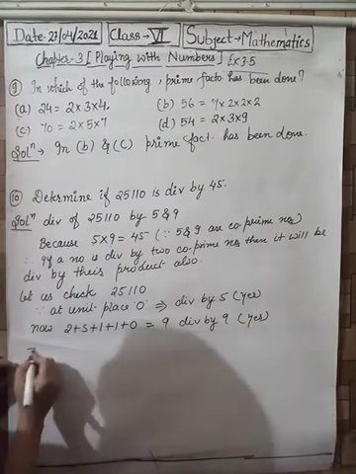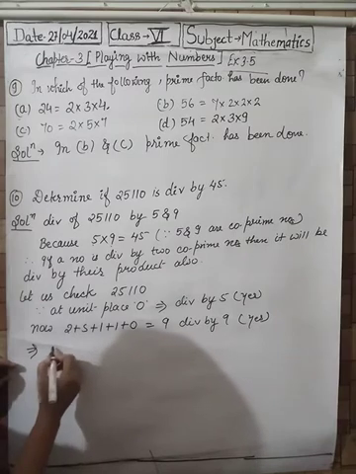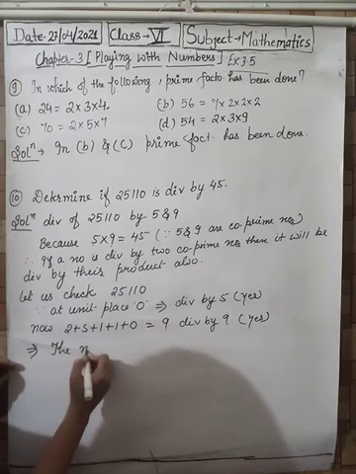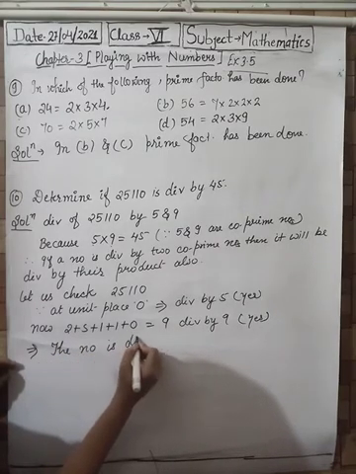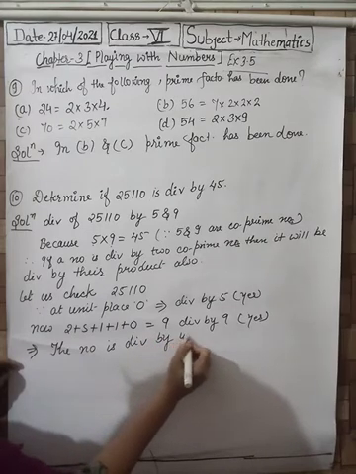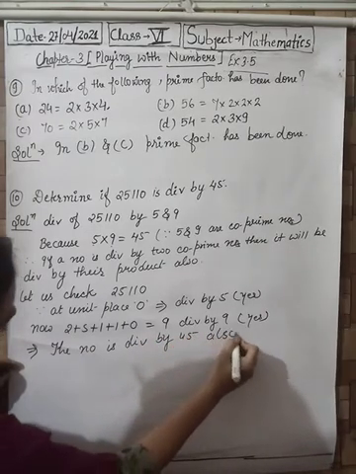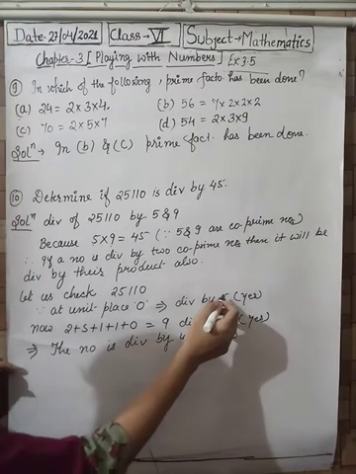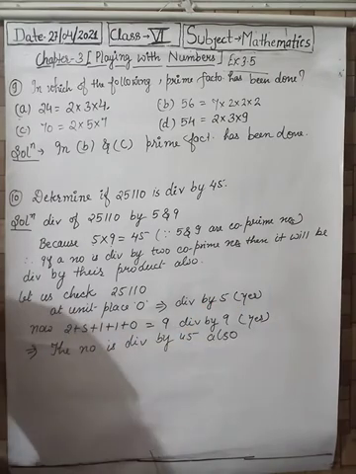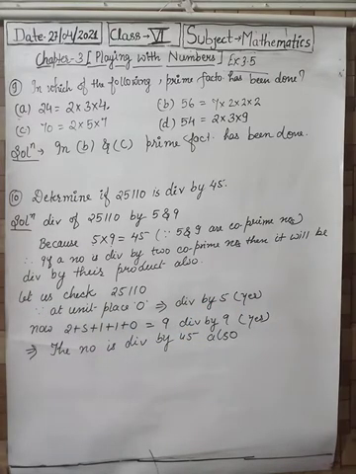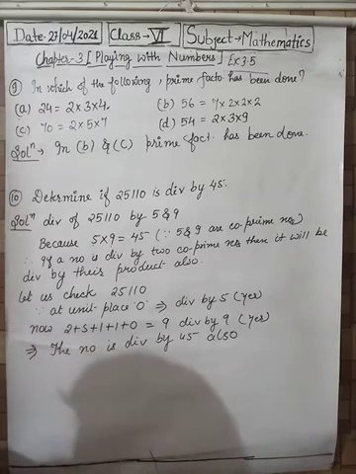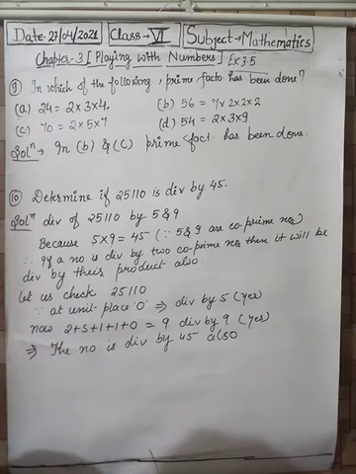Yes, which implies that the number is divisible by 45 also. Why? Because it is divisible by 5 and 9. So it will be divisible by their product 45 also. Understand? Pause the video to write the solution of the given questions. Okay?